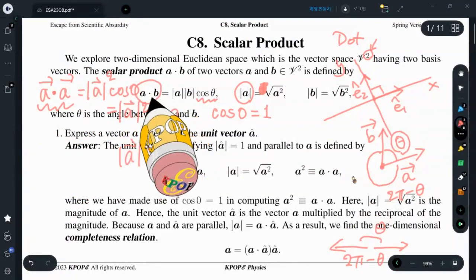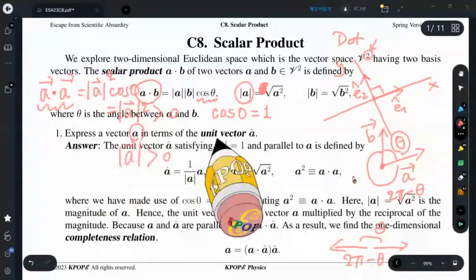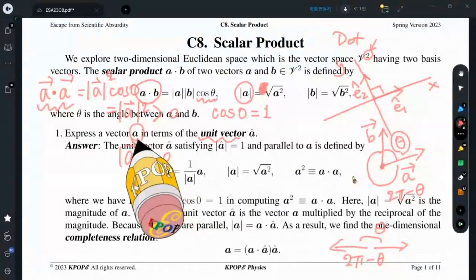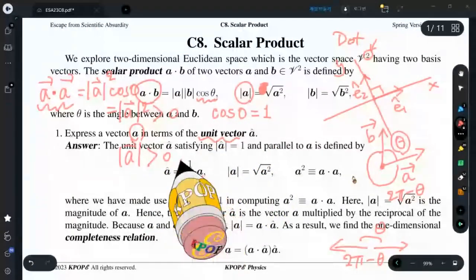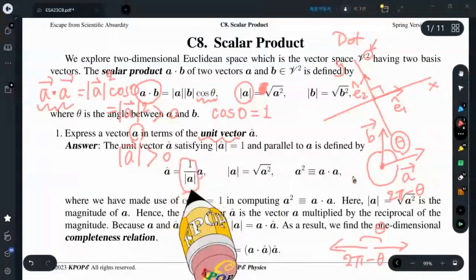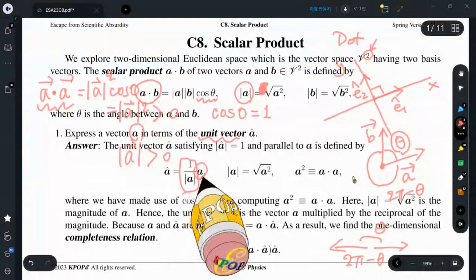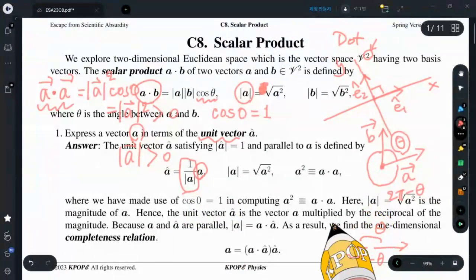Once I have a vector, it is convenient to introduce a unit vector parallel to its own direction. The easy way to find a unit vector is to multiply by a scalar that is the reciprocal of the magnitude of this vector. Simple.